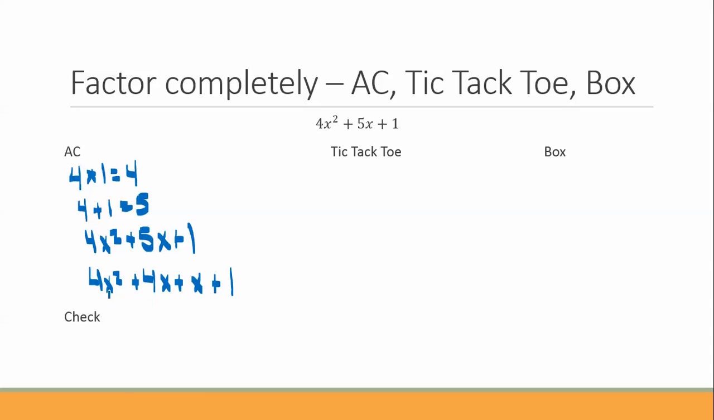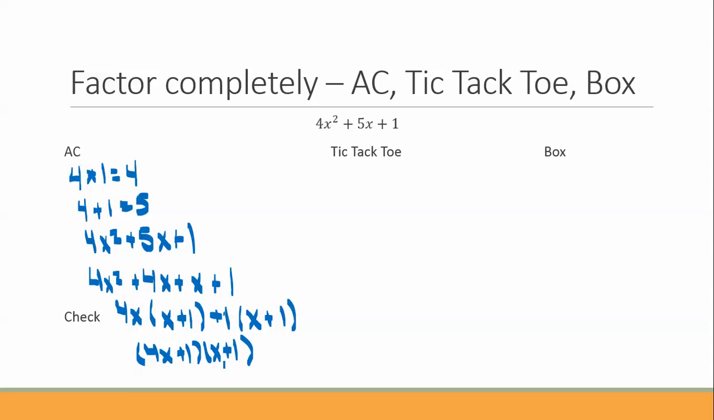Factor by grouping, we can take a 4x out of the first two terms. It's 4x, and we have x plus 1. And then plus, we can take only a 1 out of the second two terms, and we have x plus 1. So that factors into 4x plus 1 times x plus 1.